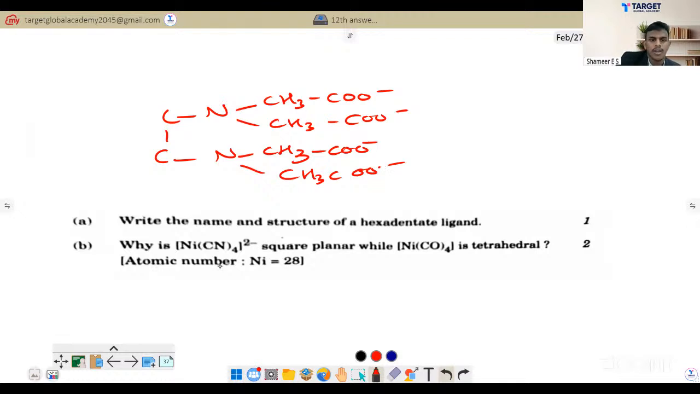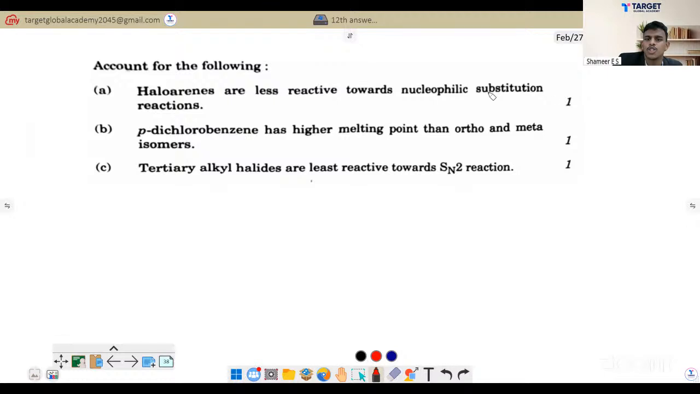Clear? Why is the nickel cyanide complex 2 minus square planar? You will get a dsp2 square planar. Ni(CO)4 is tetrahedral, sp3. We can complete it using the VBT theory. Next. Haloarenes are less reactive towards nucleophilic substitution reaction due to the double bond character.